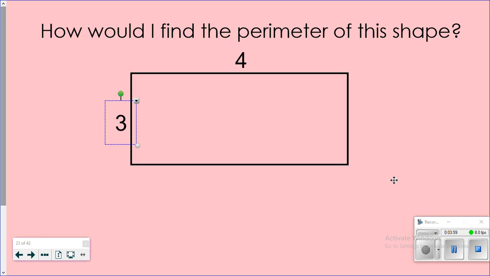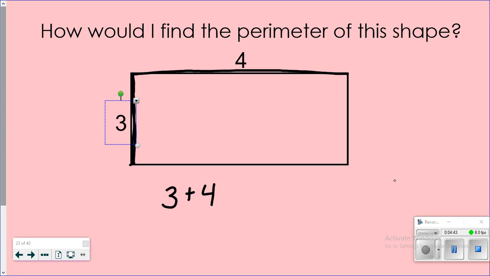A good trick that I use is I like to trace each side to remind myself, oh yeah, I counted that. So I'm going to start in the corner. Go ahead and trace up that first side. How long was that side? Ethan, how long was it? 3. So I'm going to write 3. Remember, I'm adding my distance, so I'm going to put a plus sign. From there, I'm going to go across. How long was that distance? Lucy? 4. So I'm going to add that to my equation, 4.